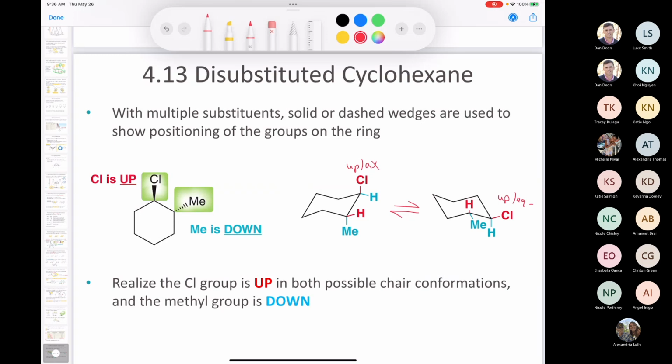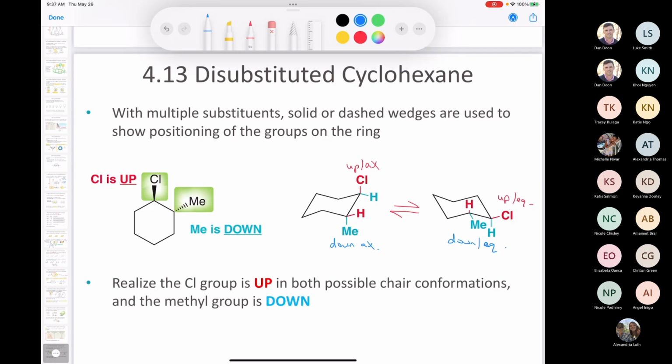If the methyl group is going down, because it's on a dash, here it's going down and axial, because we know that up and axial and down and axial alternate. That means that here it's going down, but it's down and equatorial. So realize that the chlorine is up in both chair conformations and the methyl is down in both. But again, we can have up and axial or up and equatorial, and also down and axial and down and equatorial.